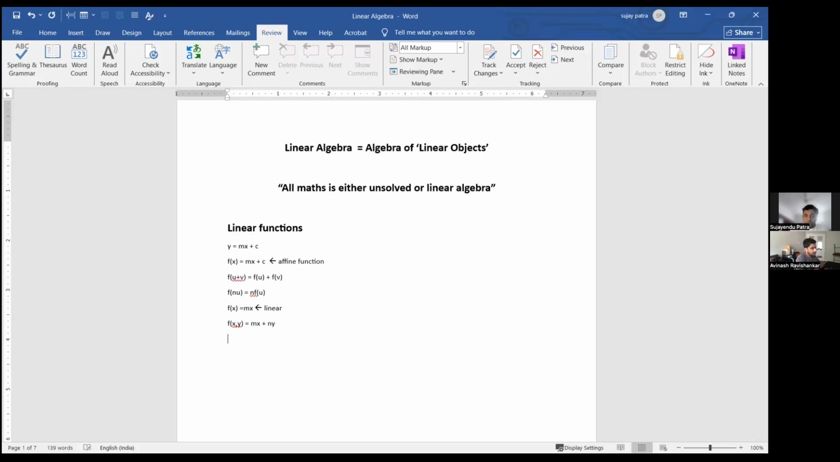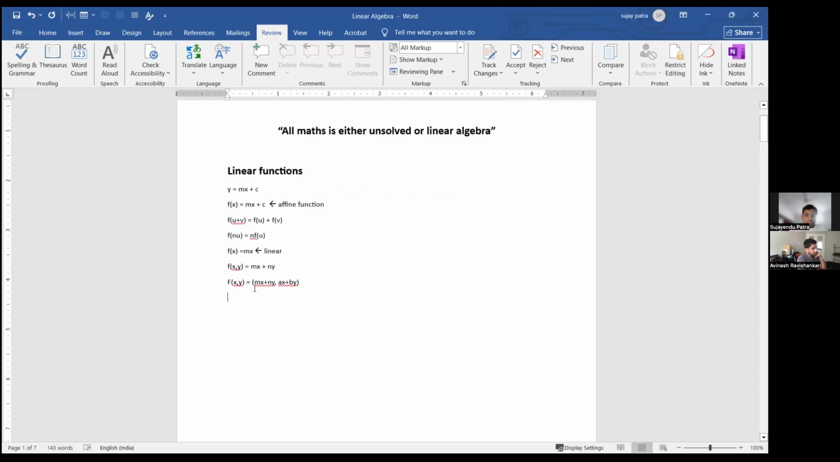And then if you want something like two inputs and two outputs, the first output will be mx plus ny. The next output can be something like, let's say, ax plus by. So all this is linear.